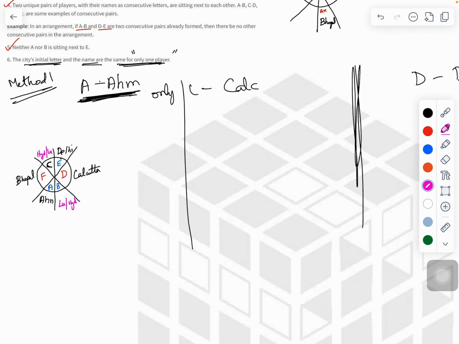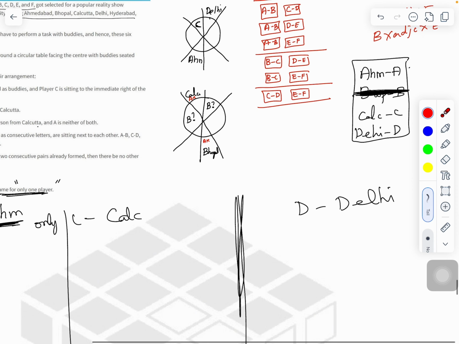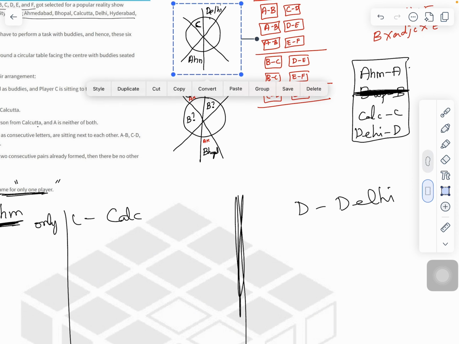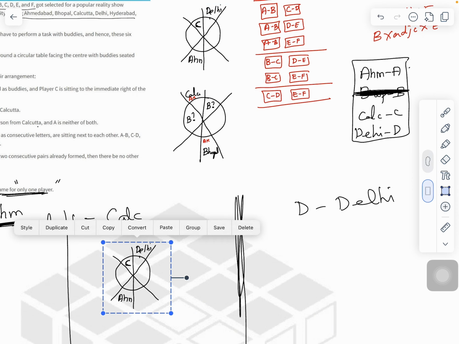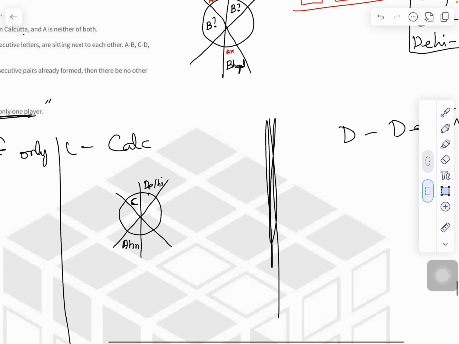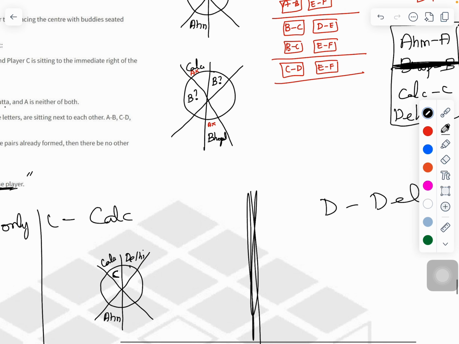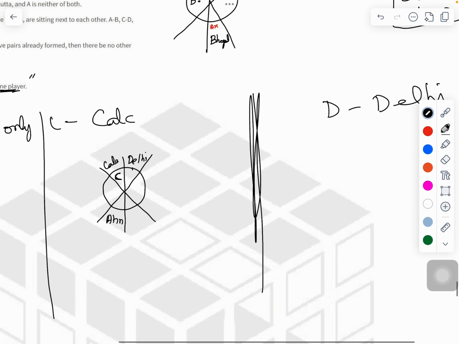Now we'll move on to the next possibility, which is A Ahmedabad is not the pair, but C Calcutta is the pair. Once again we will continue to do the same thing. We'll copy this, bring it. We'll just assume that C is the Calcutta person. If C is the Calcutta person, we know that opposite to Calcutta we have Bhopal. Okay. And they said that neither in Bhopal nor in Calcutta will A come.